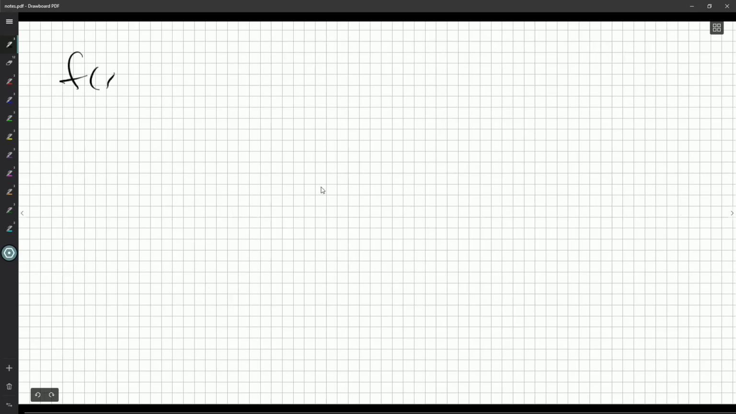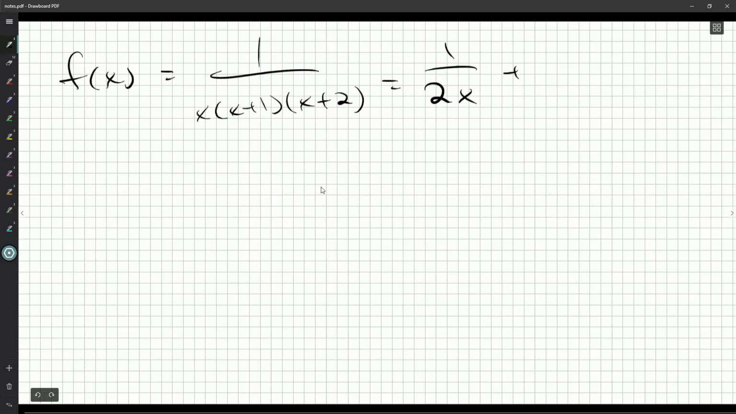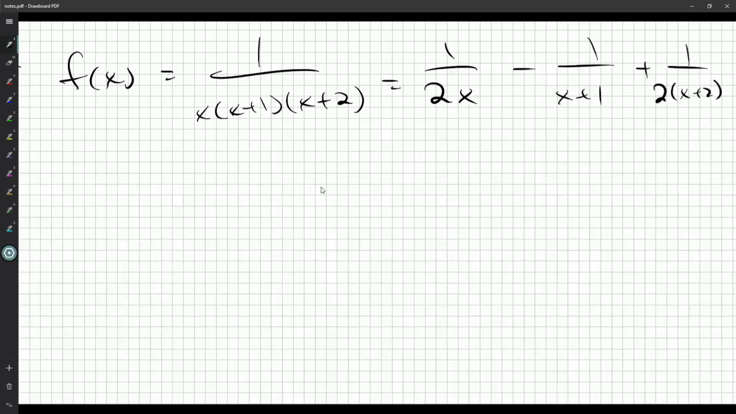So what have we learned? Well, f of x, which looks like this, could actually be written as 1 over 2x, plus negative 1, so let's say minus 1 over x plus 1, plus 1 over 2x plus 2. And you might say, okay, great, you've got a new form for f of x. How is that going to help?